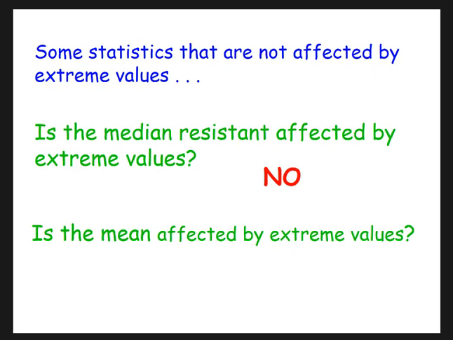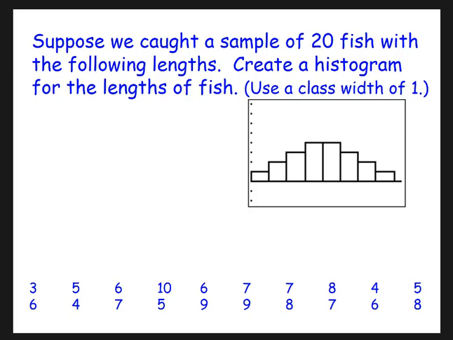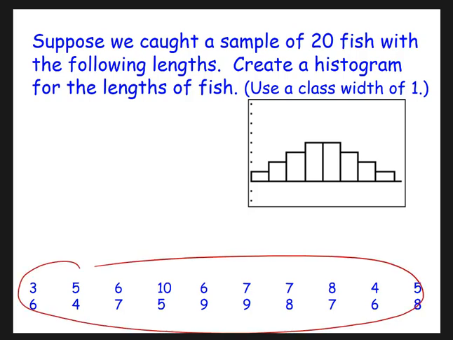The mean, however, is affected, so it is not resistant. It is variable with those changes, strongly affected. Suppose we caught a sample of 20 fish now, and we're going to create a histogram of their lengths with a class width of 1. There's the histogram that would represent this sample down here of 20 fish.